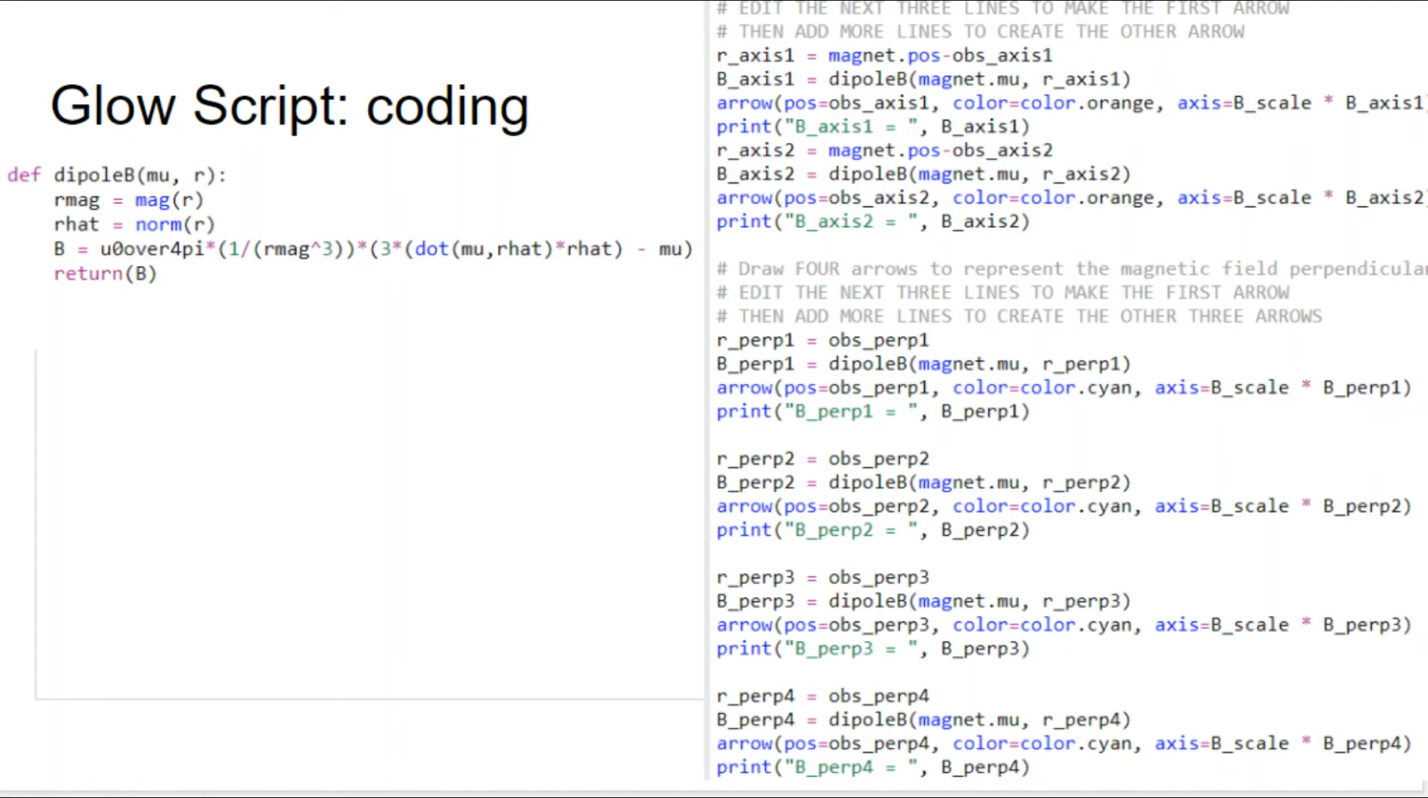Here are the significant portions of the GlowScript model that I wrote in GlowScript. The first being a function for the magnetic field B of an observation location given the mu, the magnetic dipole moment, and r, the relative position vector. The second being code for arrows that represent magnetic fields at various locations around the magnetic dipole, including locations that are perpendicular and parallel to the magnetic dipole moment, as well as one that is in the same plane but at a 45-degree angle to the magnetic dipole moment.